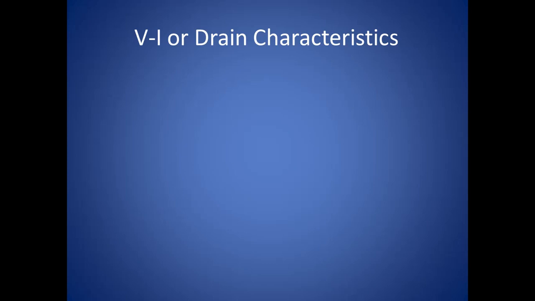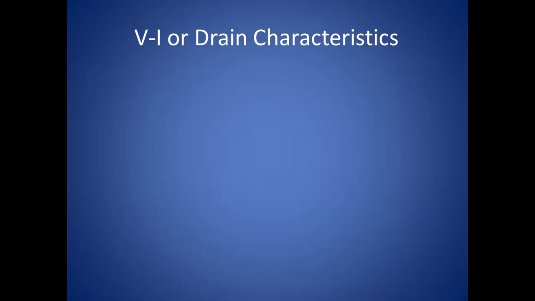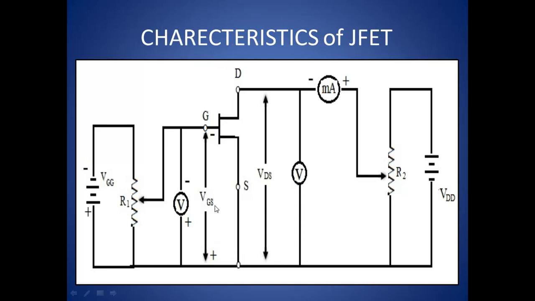Next we will see the VI or drain characteristics of the JFET. These curves are obtained by using the above circuit arrangement. First, we adjust the gate to source voltage to 0 volt. Then increase the drain to source voltage in small suitable steps using this voltmeter and record the corresponding drain current shown in the milliammeter.